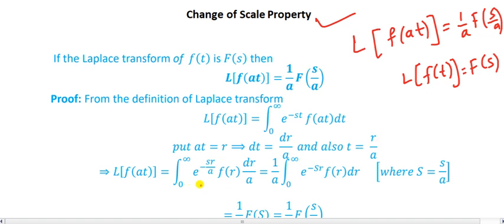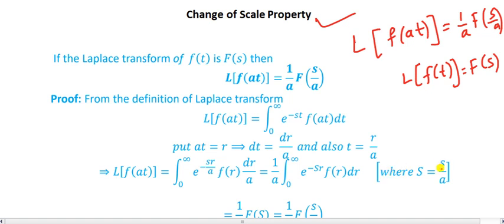So now put the values. Actually we have changed the variable t into r, so in e to the power minus st, in place of t we have to put the value r divided by a. And in f of at, in place of at we can write r, so f of r, and in place of dt we can write dr by a. So 1 by a can be taken outside as its value is constant, so 0 to infinity e to the power minus sr f of r dr.